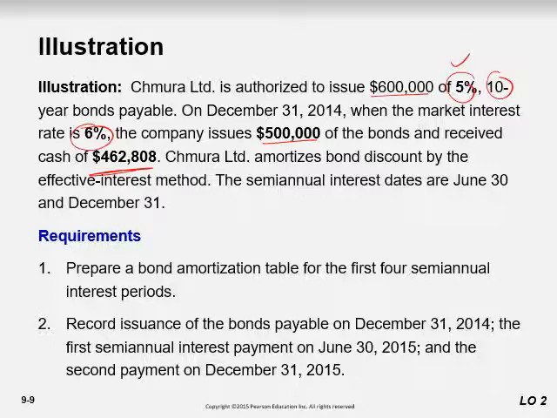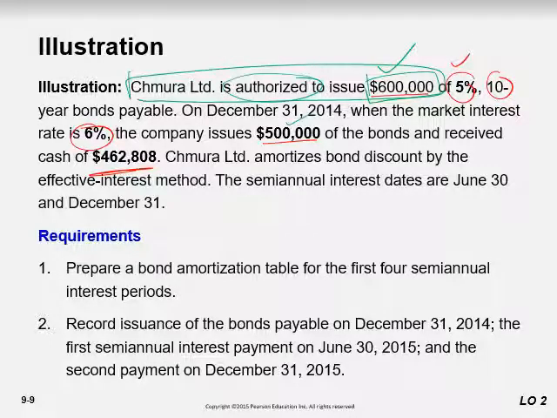462,808, right? So did you notice that we have two issue prices? This one is authorized by the government or by the authority or by the board of directors, whatsoever. So the law authorizes the company to raise a maximum of 600,000, but they raised 500,000, right? So you focus on this one, that is just their maximum amount, but they actually go for 500,000 first. Okay, so this is extra information. Don't worry about where this 600,000 goes, right?